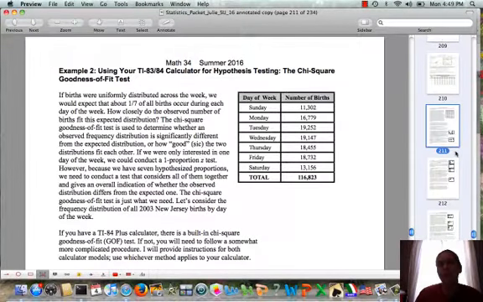This video is Unit 11, examples 2 and 3. In the packet we show how to do this with the TI calculator, and so in this video I'll show how we can do the chi-square test on StatCrunch.